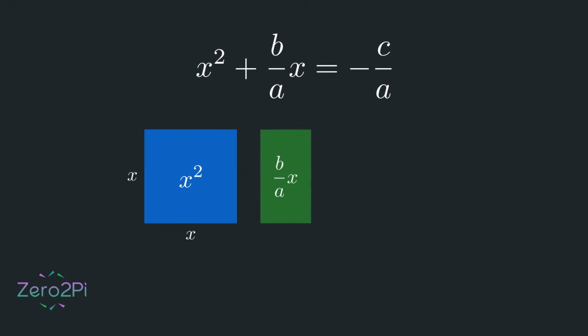Next comes b over a times x. Geometrically, this becomes a rectangle. One side is x and the other side is b over a. Then we have minus c over a. This can also be seen as a rectangle. But now we face a problem.